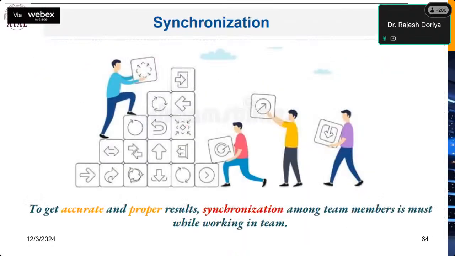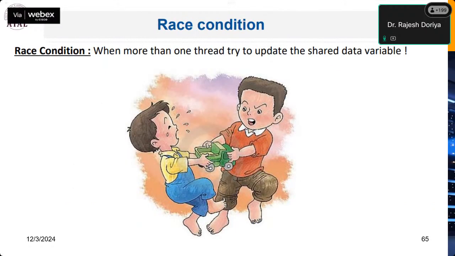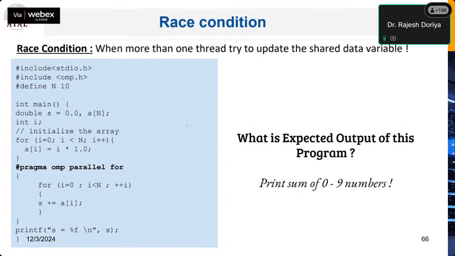Then this is another important concept, that is synchronization, and we need to understand this one. It comes into play where we have shared data variables, because in a parallel program this is very important. We need to see how exactly we deal with the race condition. And what is the race condition? When more than one thread tries to update the shared data variable, that is called a race condition.